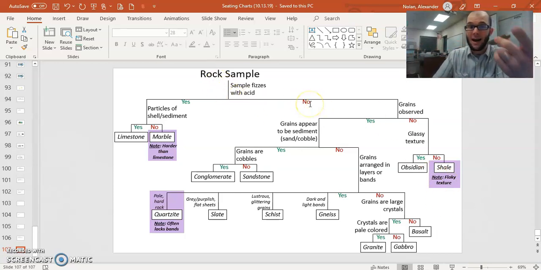So we know it's not limestone or marble. So we're going to take a no. Are grains observed? So this does not fizz with acid, and so we know that it's not limestone or marble.